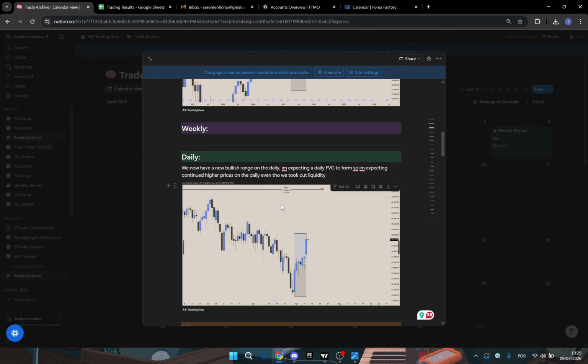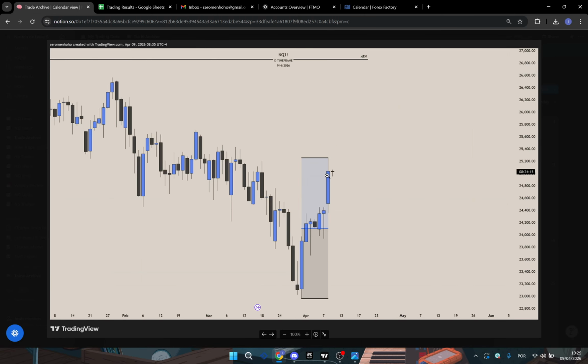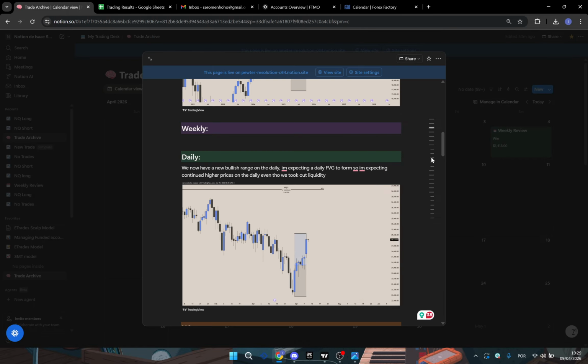So when we drop to the daily, we have now closed above the swing high and we have this new range in price. Right now, I'm expecting this to form a daily fair value gap. So for today, I would still expect price to kind of go higher or at least stay where it is. So yeah, also bullish on the daily chart.